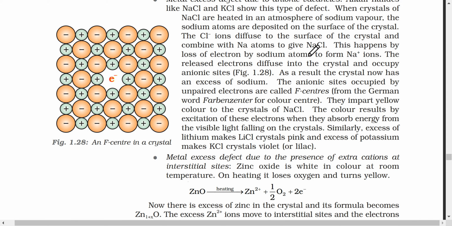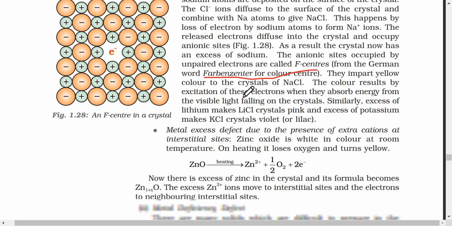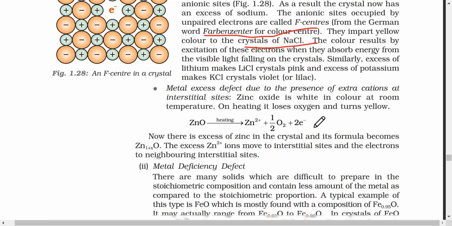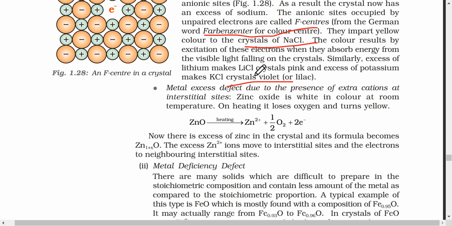The anionic sites occupied by unpaired electrons are called F centers. Okay, for Farbenzentrum, the color center. They impart yellow color to the crystals of NaCl. The color results by excitation of these electrons. जहाँ electron देखा वहाँ excite होगा और वहाँ color आएगा when they absorb energy from the visible light falling on the crystal. Similarly, excess of lithium makes LiCl crystals pink and excess of potassium makes KCl crystals violet or lilac. Fine.